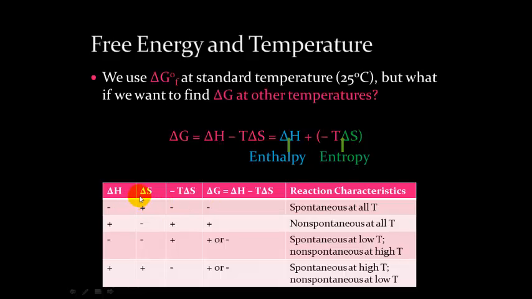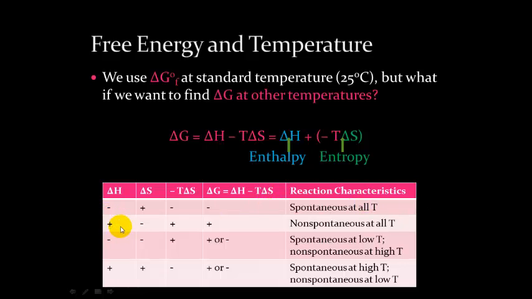Now, if we have an exothermic reaction, negative delta H, and we're increasing the entropy of the universe, we're making it more random, both of those things are really good. And so if delta H is negative and delta S is positive, that reaction will always be spontaneous because we want that to happen. So it's spontaneous at all temperatures.